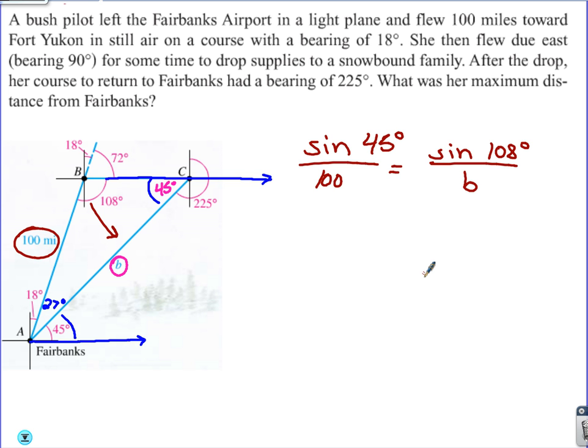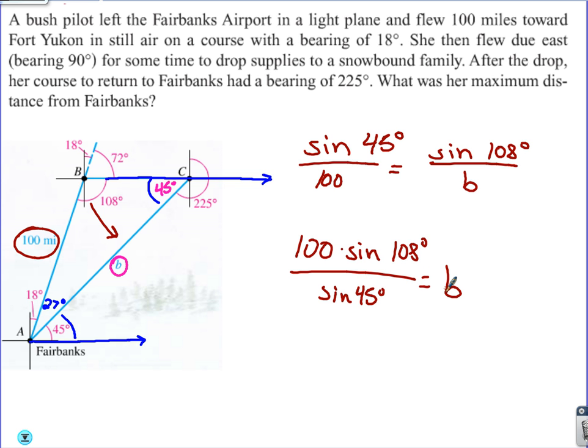So like I said, the problem's not as hard as what it looked. They gave you a ton of information. So to solve this, you're going to type it in as 100 times the sine of 108 over the sine of 45. Get a decimal, and you're done.